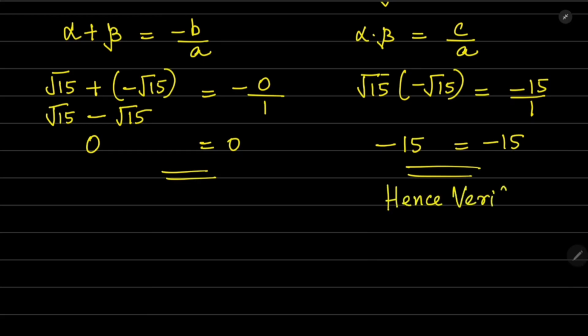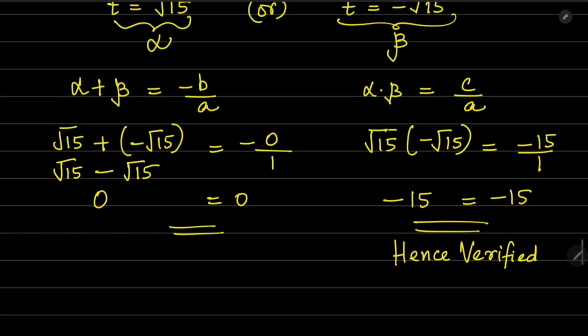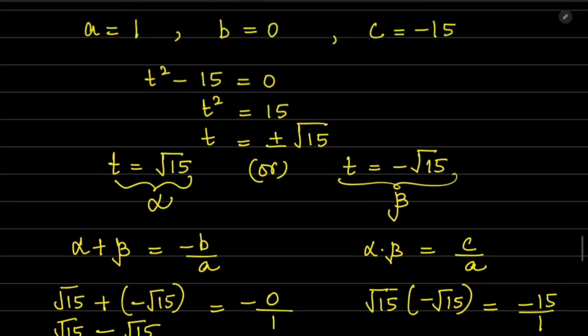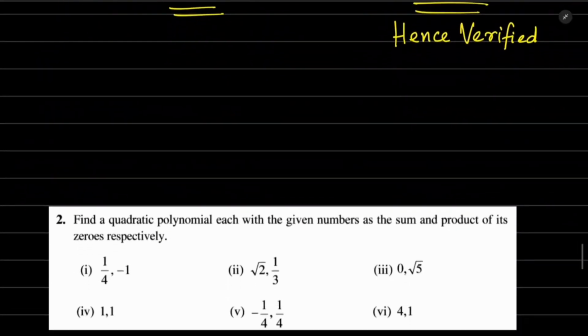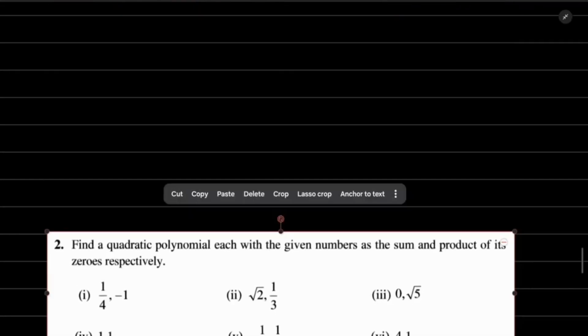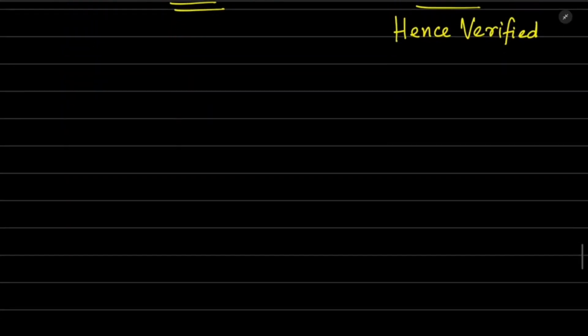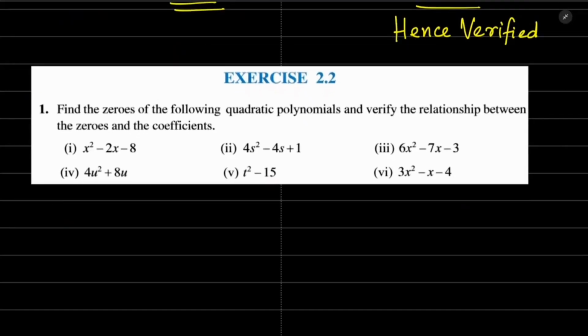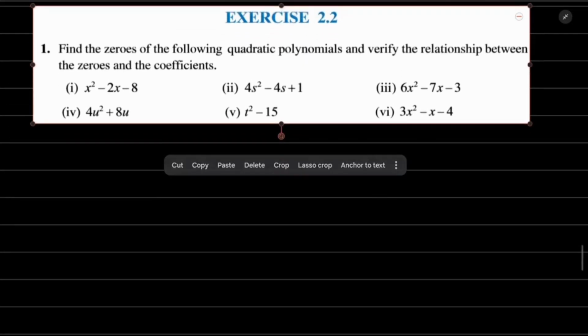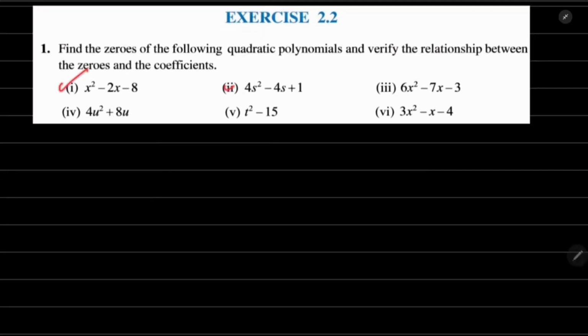Hence verified. So you have again verified the relationship between the coefficients as well as the zeros of the polynomial. Okay, so we have done the fifth question as well. Now let us do the last question of the first. So we have completed these 1, 2, 3, 4 and 5. Let's do the last one, the sixth question under question number 1: 3x square minus x minus 4.